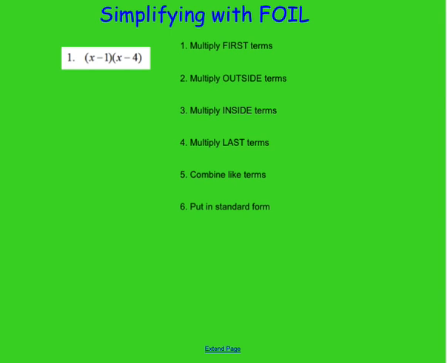So let's take a look at number one. So for number one, we're going to be doing this via the FOIL method. So the first thing we're going to do is multiply the first terms. So x times x is x squared. The next thing we're going to do is multiply the outside terms. X times a negative 4 is a negative 4x. Multiply the inside terms, negative 1 times x is a negative 1x. And multiply your last terms. Negative 1 times negative 4 is a positive 4. So that was just completing the FOIL part. First, outside, inside, last. Again, we'll do a couple more examples of these.